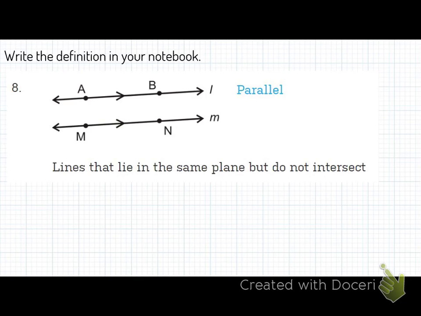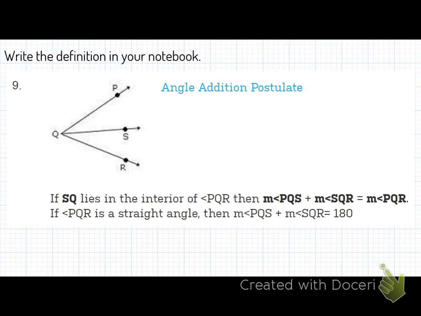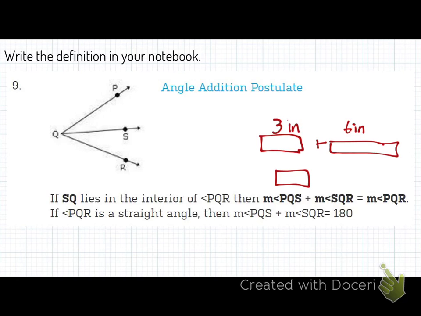Continuing on here. Angle addition postulate. So we're going to talk about this more. Think about it like this. Let's say you had a piece of wood here that is 3 inches, and you had another piece of wood that was 6 inches. When you put them together, what's 3 inches plus 6 inches? Well, you get a bigger piece of wood. How many inches is it going to be?